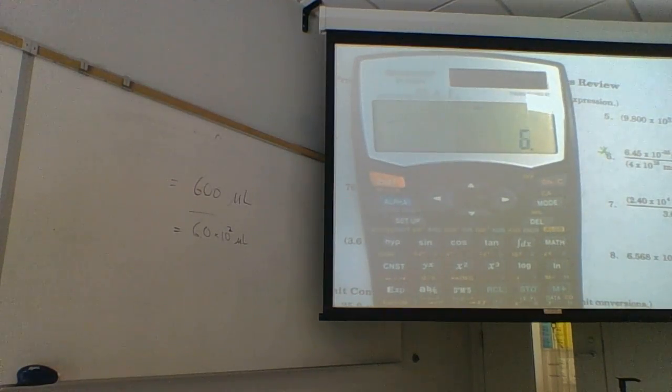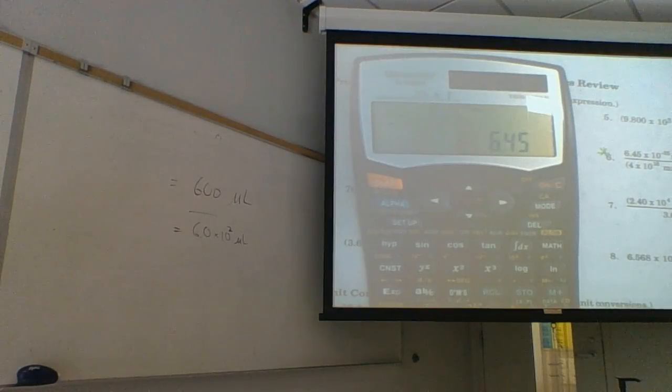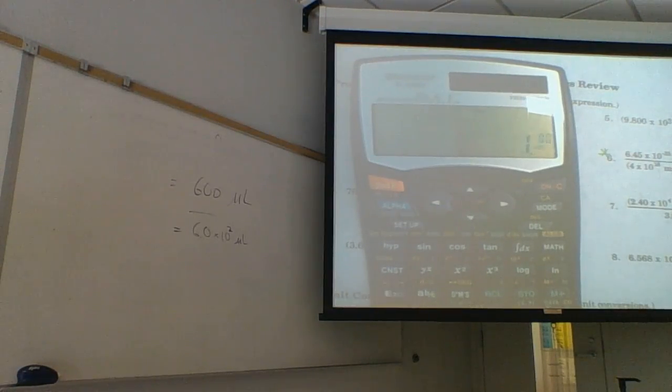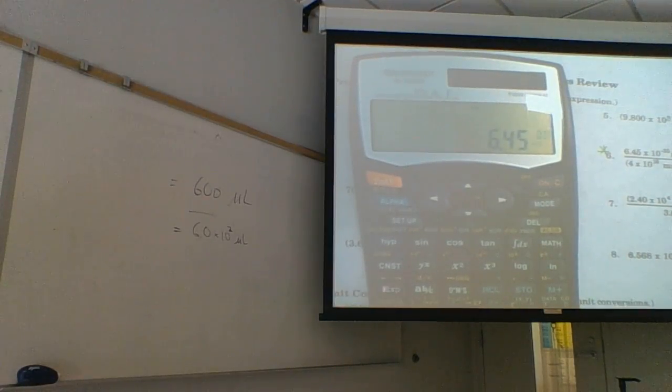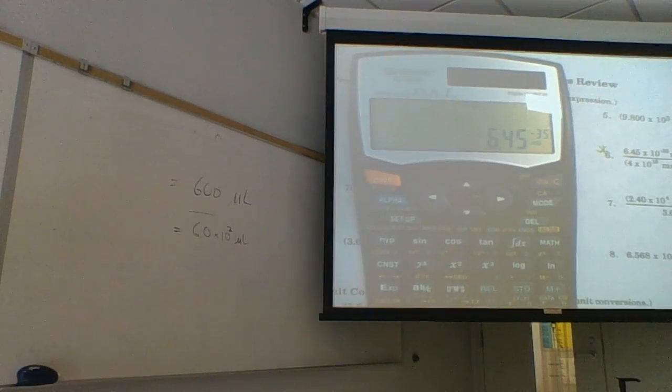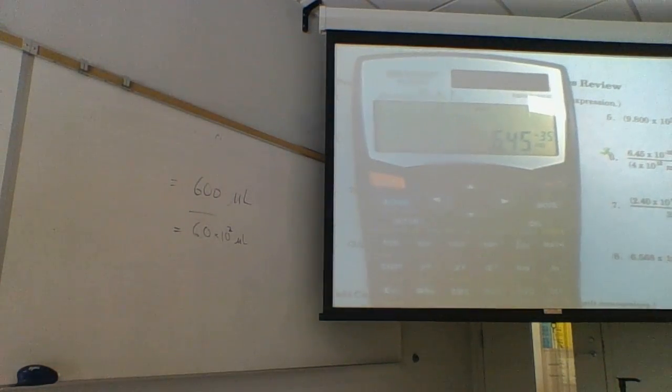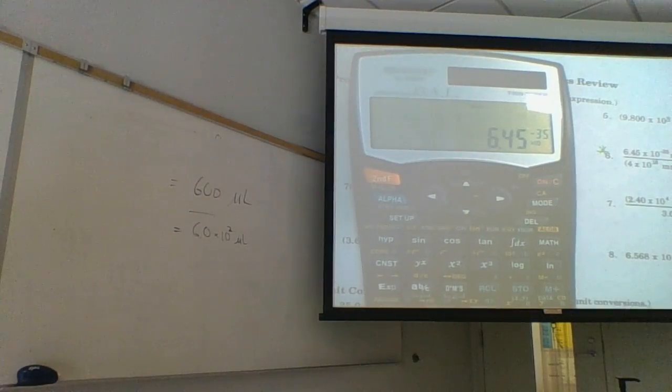Alright, so 6.45 times 10 to the, okay, we have an EXP key here, 35, and then we go negative. Oops, why did it go to 1? 6.45 times 10 to the negative 35 divided by 4 times 10 to the 18 cubed. And so I do divided by 4 times 10 to the 18 cubed.